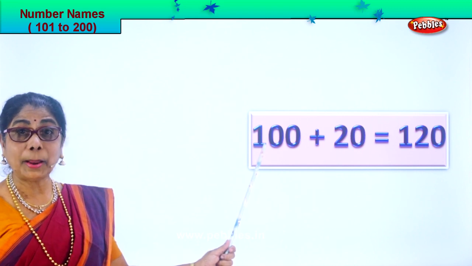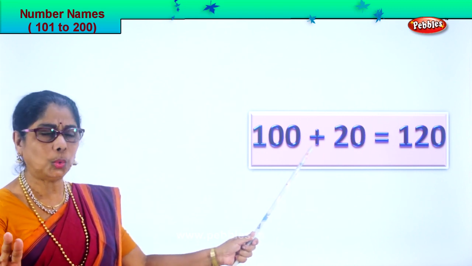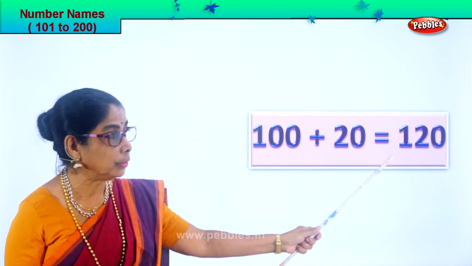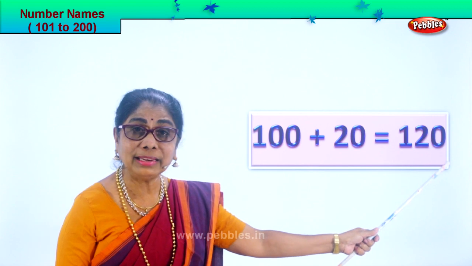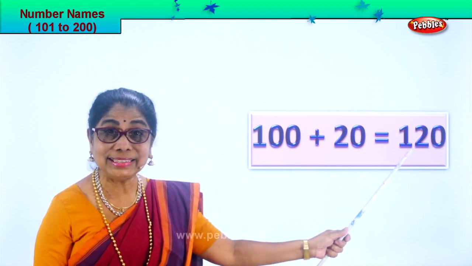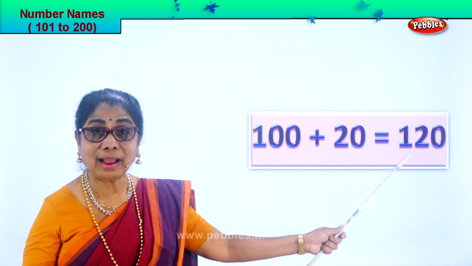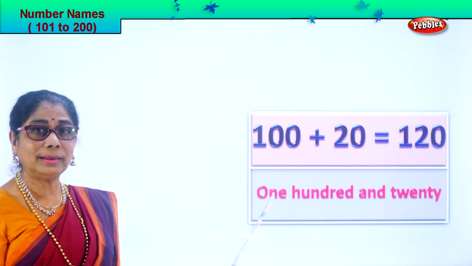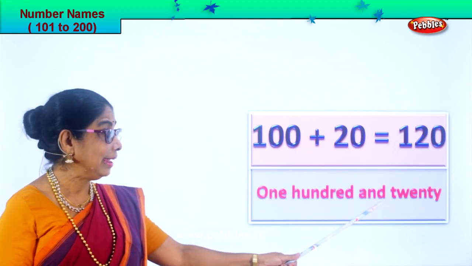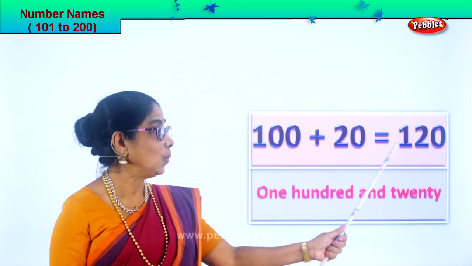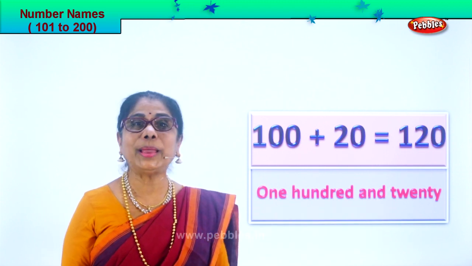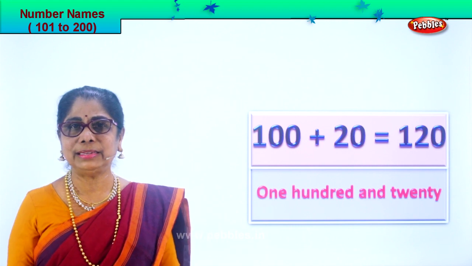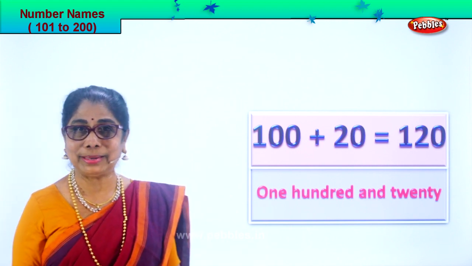Here is 100 plus 20 more. 100 plus 20 equal to 120. How do you read this three-digit number? 120. How do we write its name? 120. You know the spelling of 100? You know the spelling of 20? Very easy. Let's take a next number.